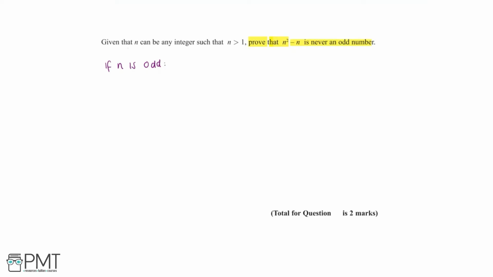Let's say that n is 2n plus 1. And so n squared minus n is equal to 2n plus 1 all squared minus 2n plus 1. And so 2n plus 1 all squared would be equal to 4n squared plus 4n plus 1, and then we have the minus brackets 2n plus 1 at the very end.